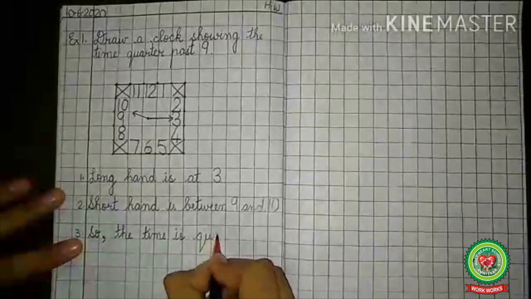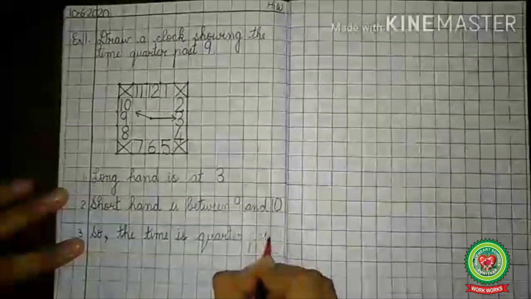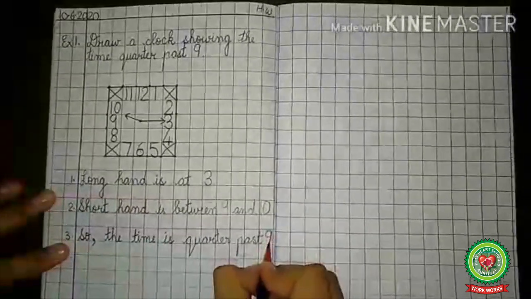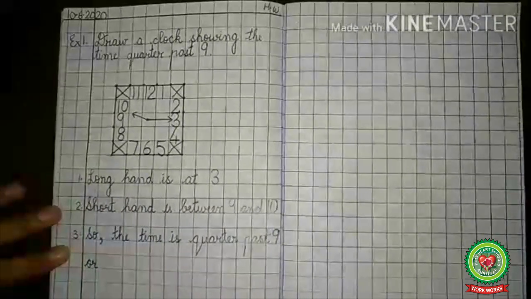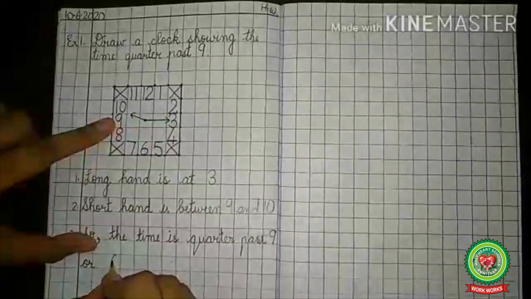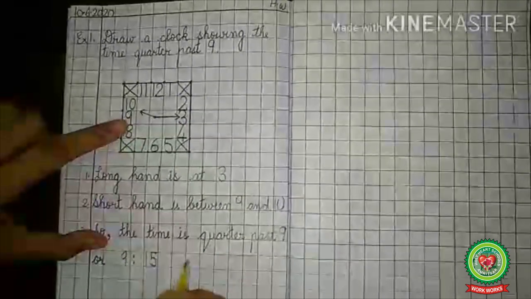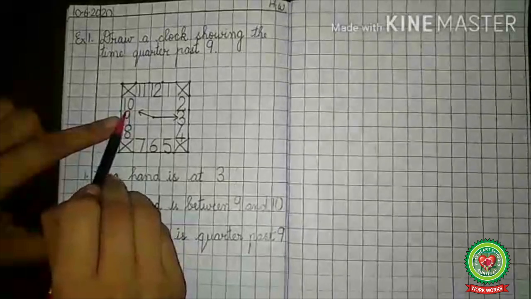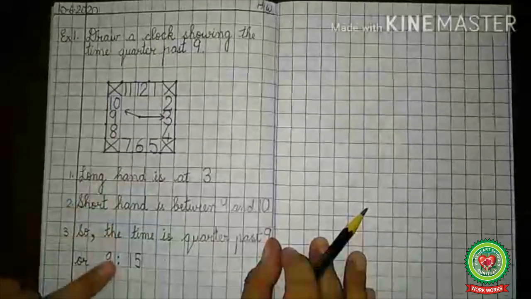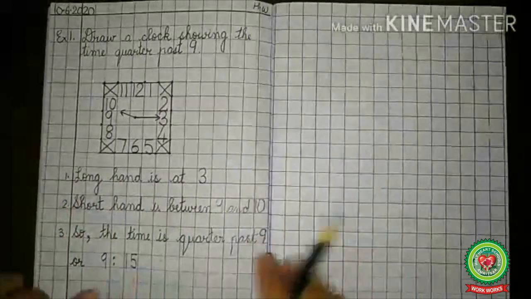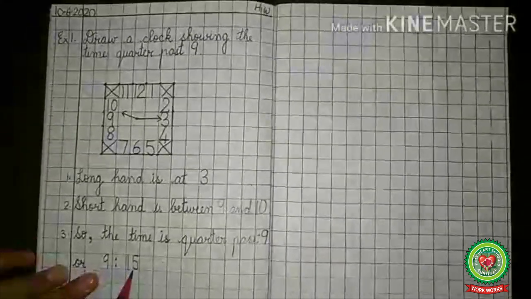So we will write quarter past 9. Or how can we write the time? 9 colon 15. Because we will write the first number. The short hand is between 9 and 10 and the first number is 9. So we will write 9 colon 15. As I have told you, first number first, draw the colon and the minutes shown.